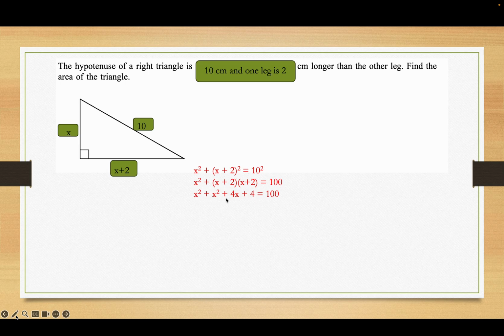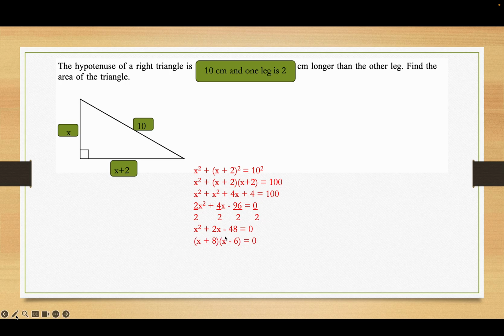Now I can get my x squared and my x squared together, and I can subtract my 100 to get it equal to 0. That gives me 2x squared plus 4x. And if I do 4 minus 100 on both sides, I get minus 96, and then equals 0. Oh, look at that. I can divide everything by 2. That's sweet. It makes the problem so much easier. X squared plus 2x minus 48 is equal to 0.